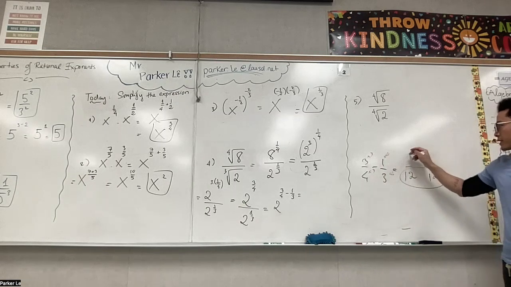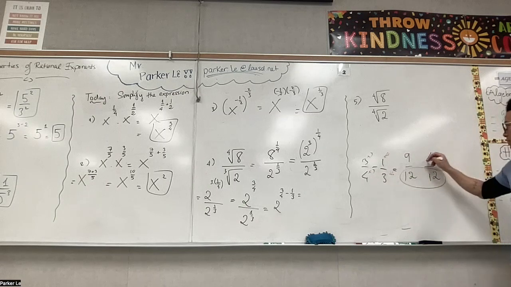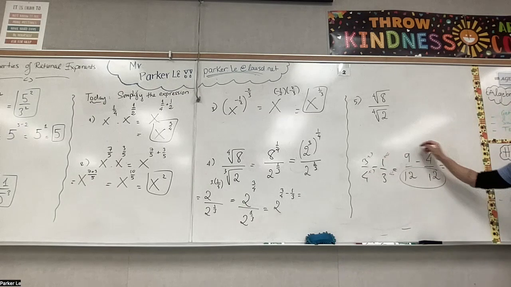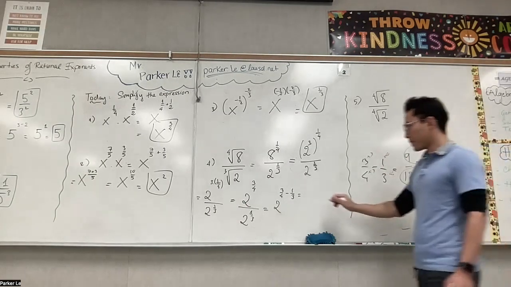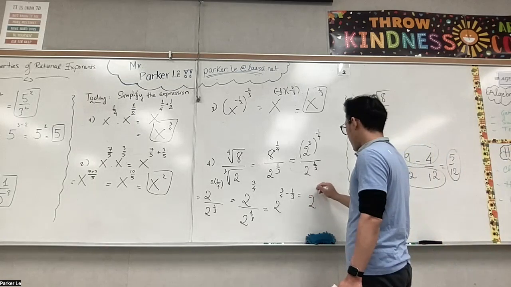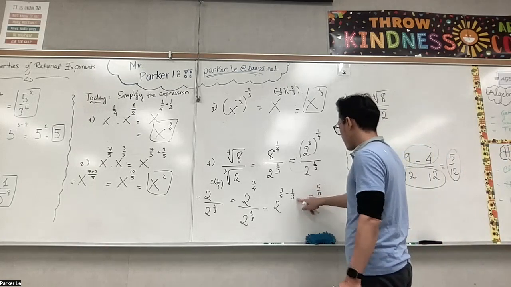And now 3 times 3 is 9. 1 times 4 is 4. Minus them. Now you can work on the top. 9 minus 4 is 5. 5/12. So the answer is 5/12.